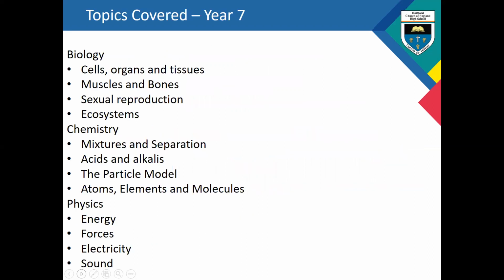Okay, so across all year groups, we cover a range of biology, chemistry and physics topics. In year 7, we start with the basic building blocks upon which all of the science curriculum is founded. So we start off by looking at cells, organs and tissues. From there we look at muscles and bones. After Christmas, we look at sexual reproduction, and in the summer term, we look at ecosystems.